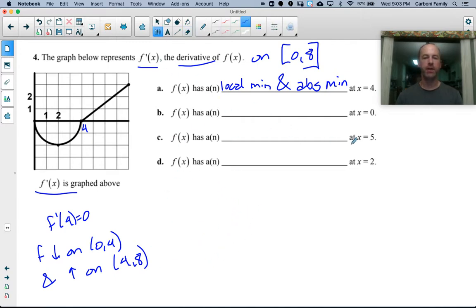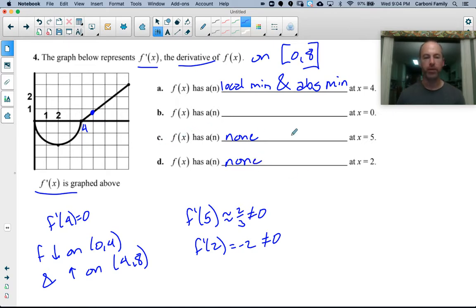Let's talk about these other ones. At x equals 5, so here's x equals 5. Oh my goodness, f prime of 5 is not even 0. F prime of 5 looks like it's about 2/3, maybe. That's not even 0. If the derivative is not equal to 0, then it can't be a max or a min or anything. So that's none of these. And same thing at f prime of 2. While at 2, that is a minimum of the derivative, f prime of 2 is negative 2. That's not even a critical number, so it cannot be a max or a min. And so none for both C and D.